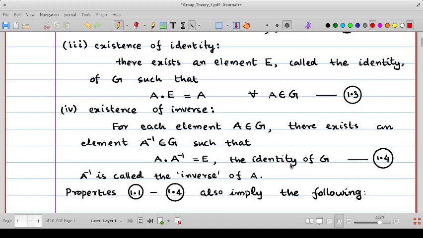And the fourth property is the existence of an inverse for every element A of the group. That is, if we take any element A of G, then there exists an element which we denote by A inverse and call it the inverse of A, such that the composition of A with A inverse is equal to the identity element of the group.